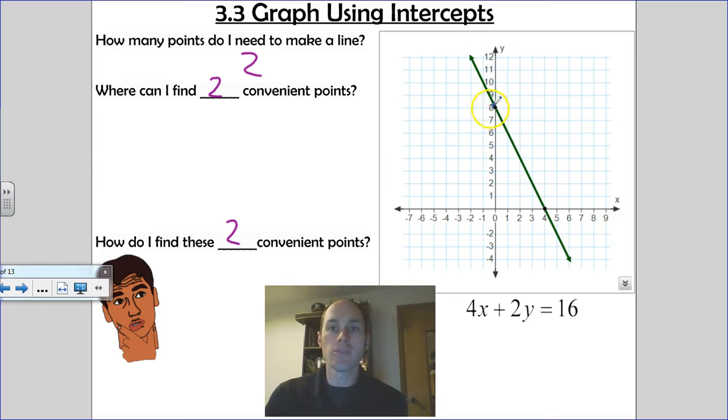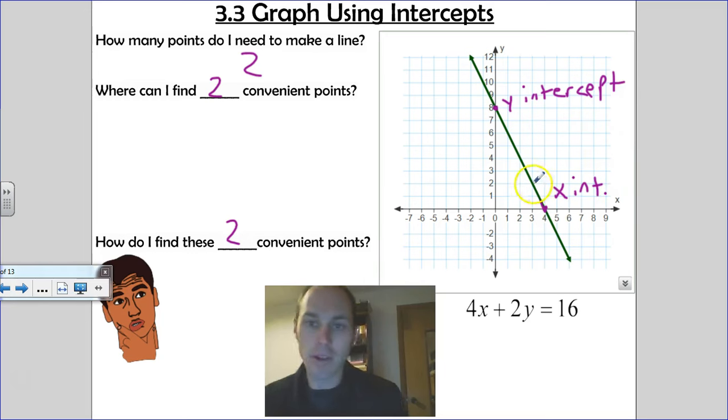Well, I have 2 convenient points on the intercepts. Those are easy to find because I can see where the line crosses the y-axis or the x-axis. This would be known as the y-intercept because it intercepts or it crosses the y-axis, and then this point would be known as the x-intercept.